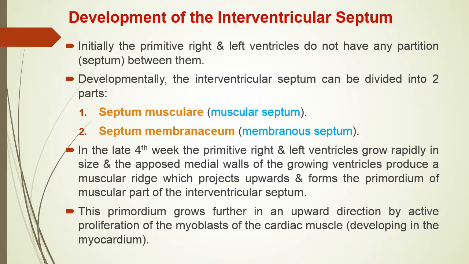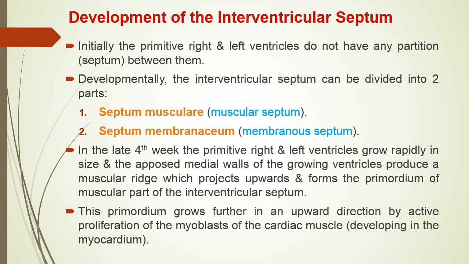And the left ventricle is mainly derived from the original primitive ventricle, and it also receives contribution from the conus cordis in the form of its outflow tract, that is the aortic vestibule. Now the cavity of the ventricle is divided into separate right and left ventricles by the formation of a septum which is called the interventricular septum.